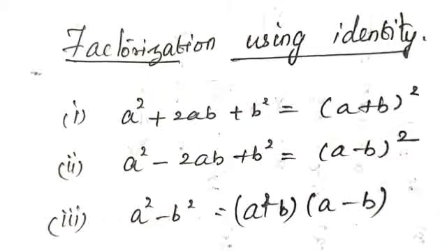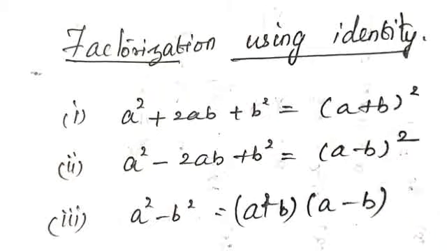Then how can I apply the third identity? Look at the third identity. On the LHS, what do we have? a square minus b square. So how many terms are there? Only two terms, right? So to apply this third identity to factorize the given equation, the question must have two terms, and both should be perfect squares. Now we can use the third identity to factorize a given quadratic equation. So if a given equation satisfies these rules, you can apply factorization using identity.